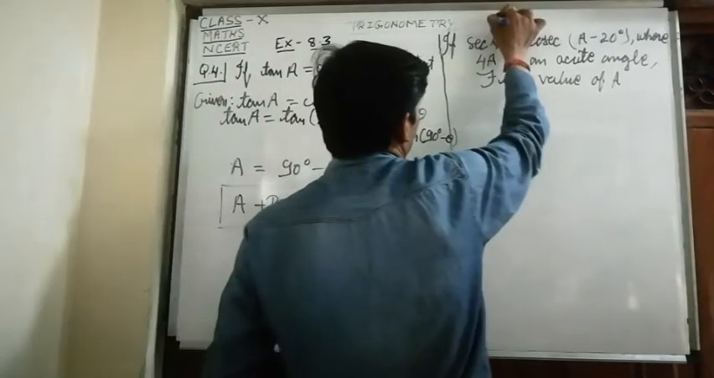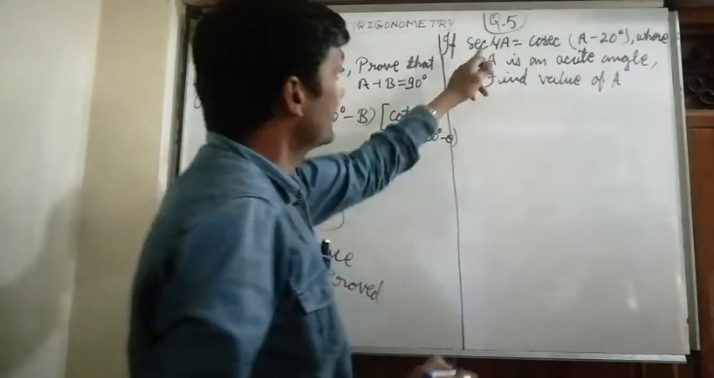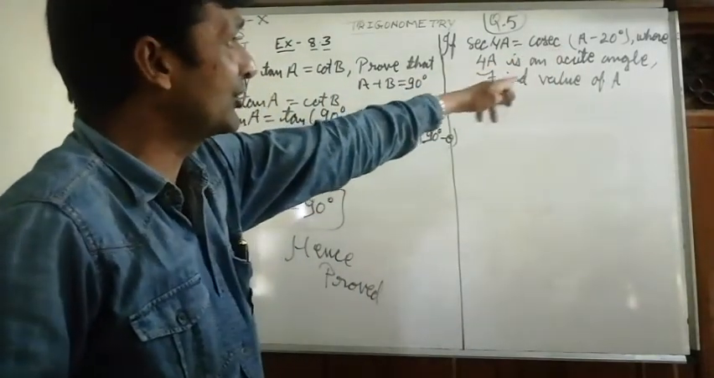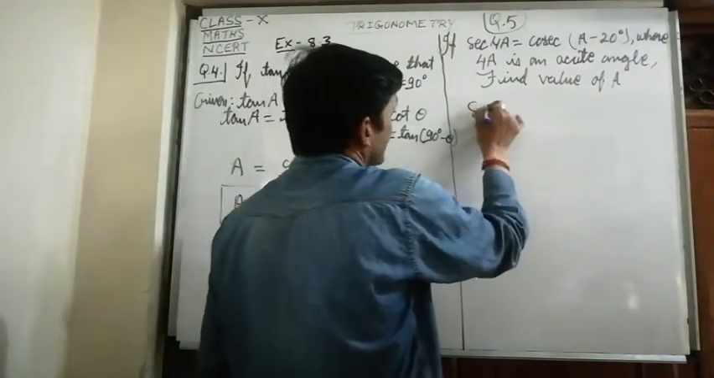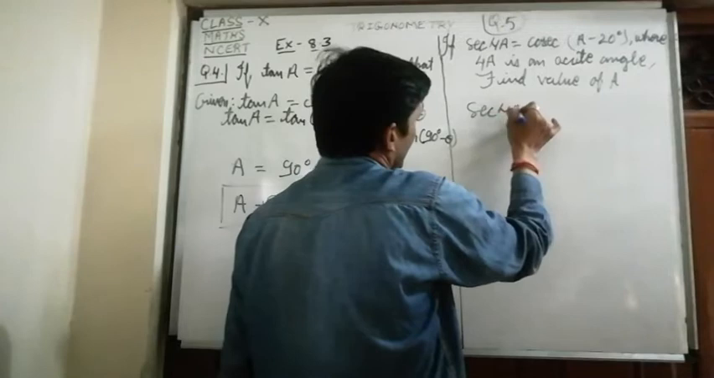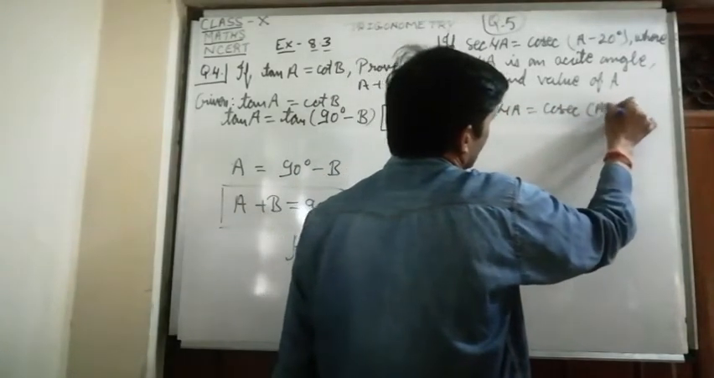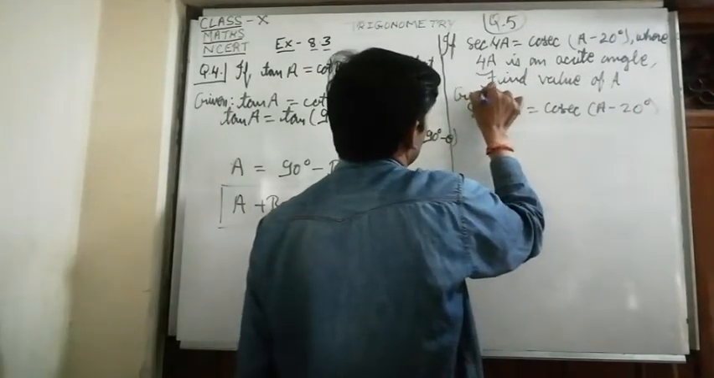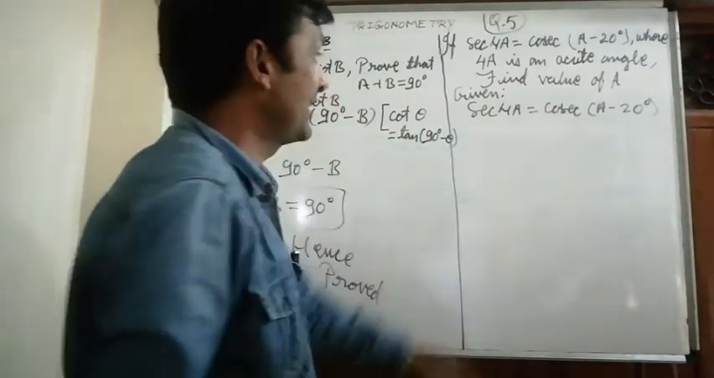Now see question number 5th. It is question 5th of same exercise. If sec 4a is equal to cosec (a minus 20 degree), where 4a is an acute angle, find value of a. So we may write sec 4a is equal to cosec (a minus 20 degree), it is given part.